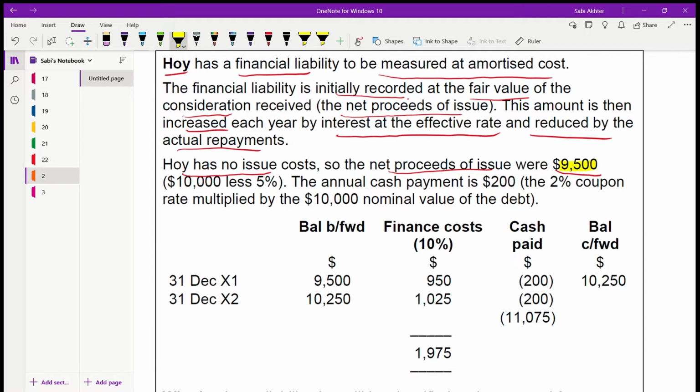Now the annual cash payment. You need to find the annual cash payment. Remember, before this table, you have to calculate this working separately and keep it somewhere. The annual cash payment is 200. How? 2% coupon rate multiplied by 10,000 nominal value of the debt. This 2% coupon rate which is given to you, you take at the nominal value, not on 9,500, on 10,000 before you deduct the discount. Cash payment, whenever you have to calculate, you take the coupon percentage on the nominal value only.